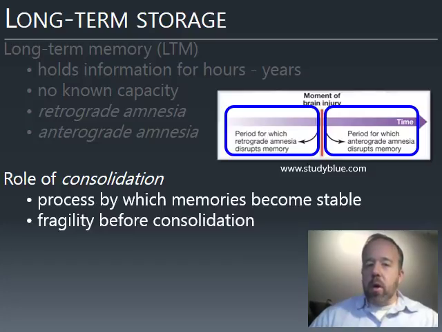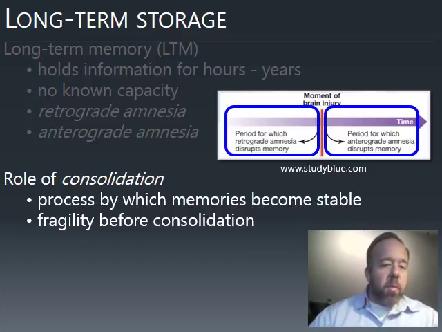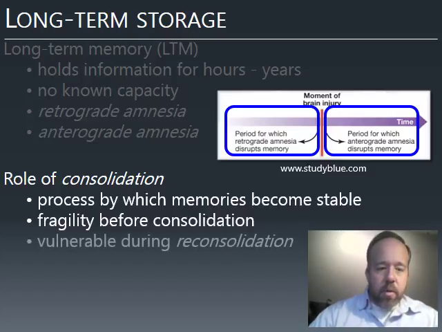And memories are really pretty fragile before consolidation, which is why if you suffer an injury, you often don't remember what happened right before it, because those memories are fragile when they're in short-term memory. Once they're consolidated into long-term memory, they're much more stable. They're less vulnerable to forgetting, for example. But before consolidation, before they move into long-term memory, they're very fragile.